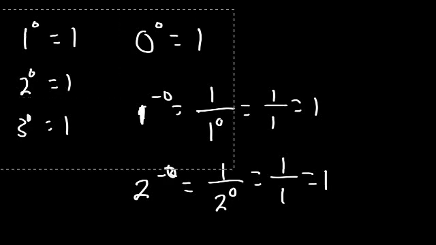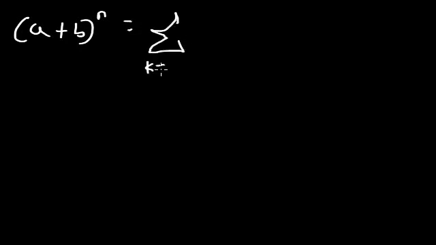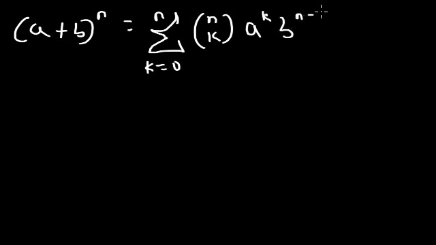So what says the binomial theorem? The binomial theorem says that when you have a plus b, either they are variables or numbers, raised to the power of n, the result will be the summation from k equals 0 all the way to n, of n combination k, a raised to the power of k, b raised to the power of n minus k.